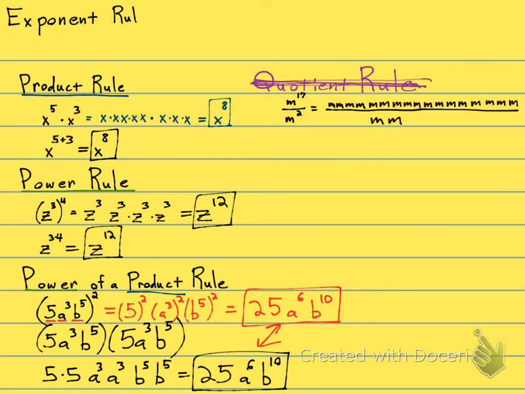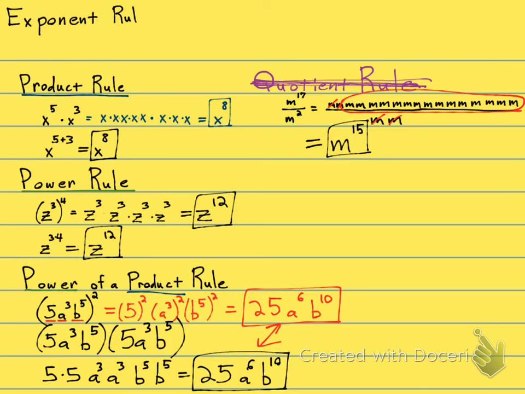Okay, so if you have your 17 m's on the top and 2 on the bottom, in the denominator, you're going to notice that 1 on the numerator will cancel 1 on the denominator, 1 on the numerator will cancel 1 on the denominator. Now, how many are you left with? And the answer is going to be 15. So my answer here is m to the 15th. Okay, but I like to look at it as canceling out rather than subtracting.